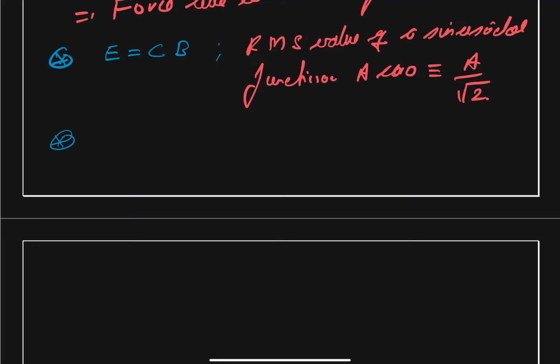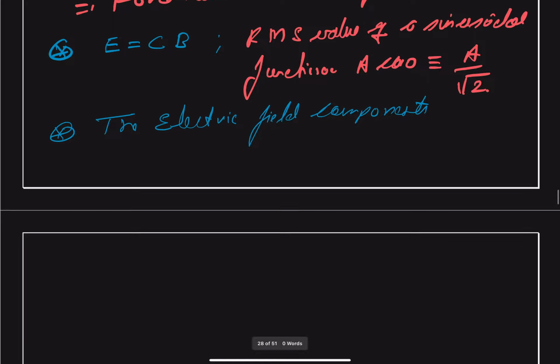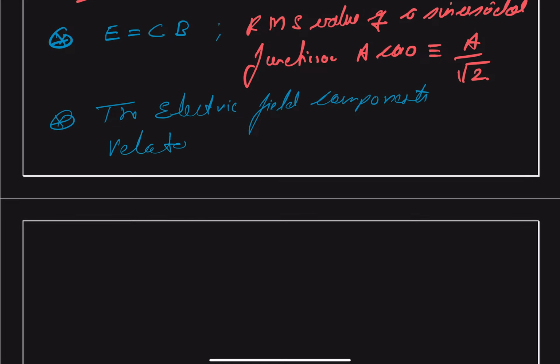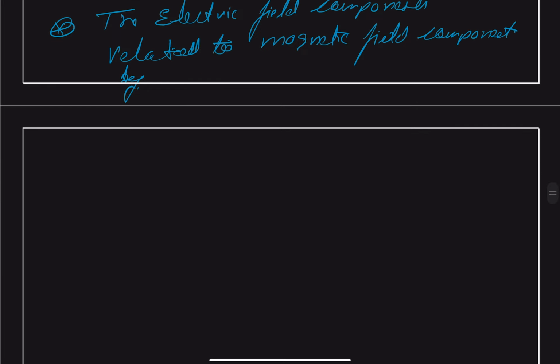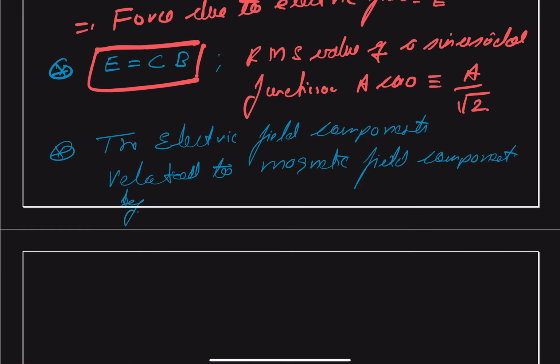You can say the electric field components are related to the magnetic field components by the original relationship: our electric field is equal to the speed of light multiplied by the magnetic field, and this can be extended to the respective components.